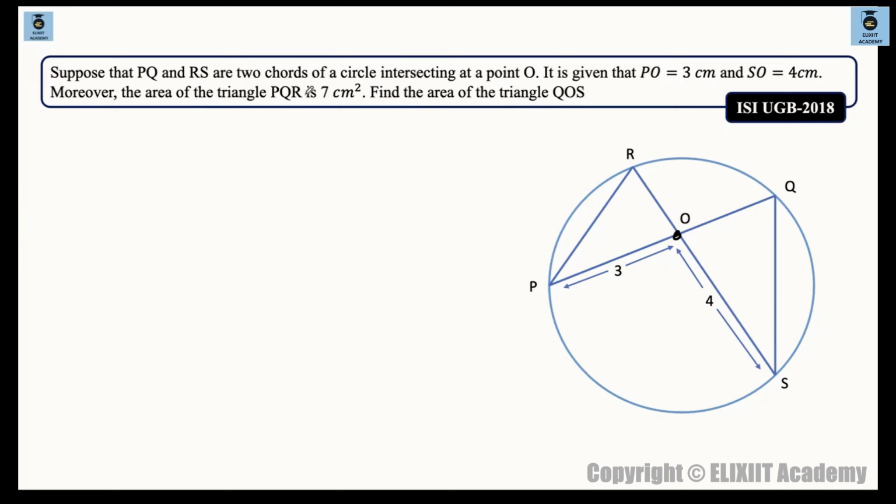Moreover, the area of the triangle PQR is 7 centimeter square. Actually, the one that is PQR, typing mistake, this will be POR. Area of POR is given to be 7 centimeter square. We have to find the area of triangle QOS. This triangle. We have to find the area of this triangle.